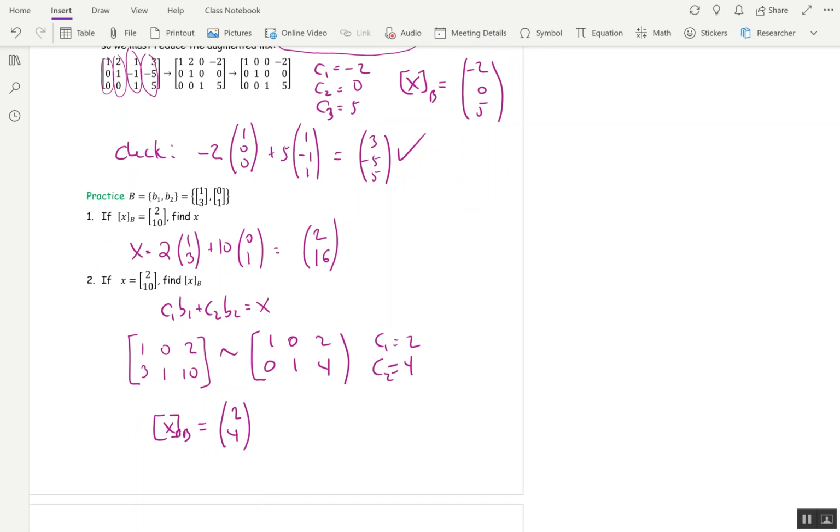And if you're not sure you did it right, you could just check. Take 2b1, add on 4b2, and see if you actually get x, which is 2, 10. And you will.